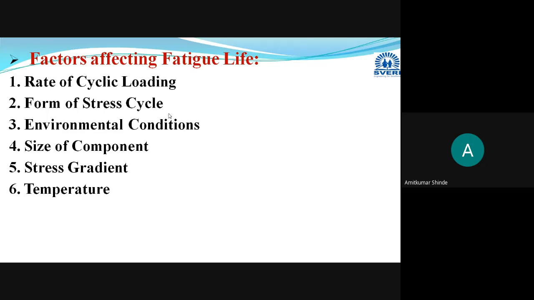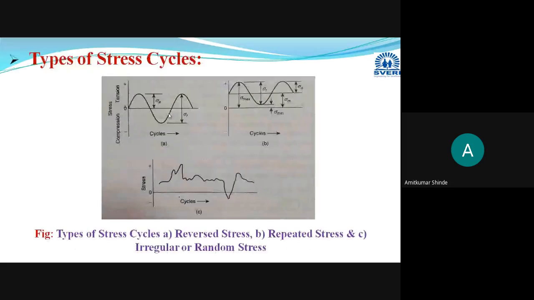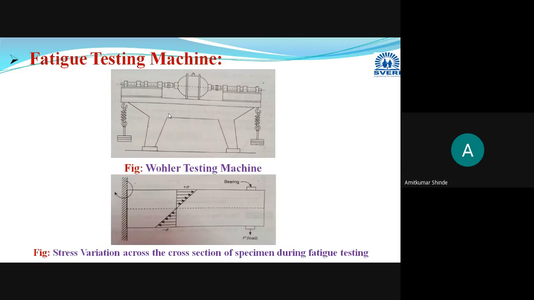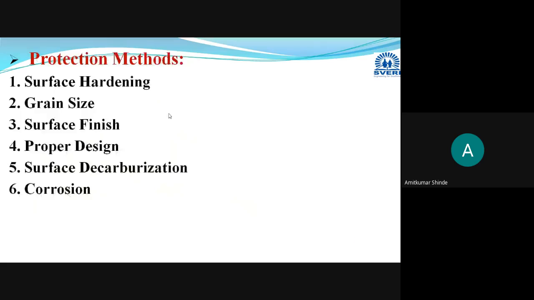In this way, we have discussed fatigue testing: how the fatigue test is conducted, why the fatigue failure of the component occurs, the different types of stress cycles, the fatigue testing machine, the fatigue curve obtained for different ferrous and non-ferrous metals, the fracture appearance, the protection methods to increase the fatigue life, and at the end the factors affecting the fatigue life of the component.